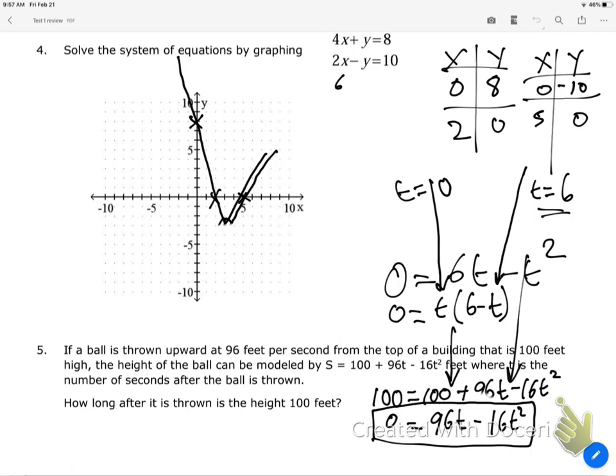So again, all I did was put 100 in there, and solved it. Whether you factor or use the quadratic equation formula, you'll get 0 and 6, but the answer is 6 because 0 is where you started from anyway at that height of 100 feet. Okay, right there. So 6 seconds.